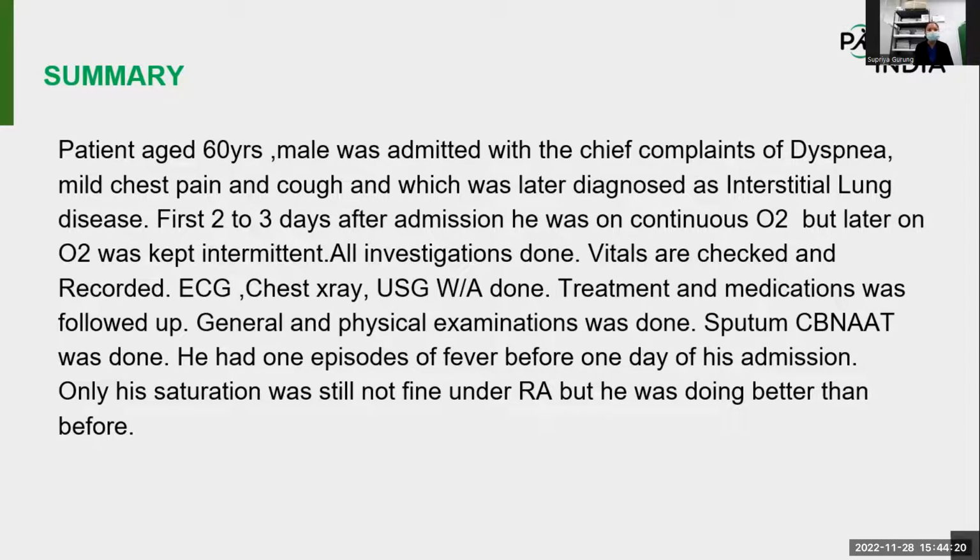A summary. A male patient aged 50 years was admitted with chief complaints of dyspnea, mild chest pain, and cough. For the first 2 to 3 days after admission he was on continuous O2, but after that he was maintaining fairly well on room air. Sometimes his saturation was fluctuating, so O2 was kept intermittent. All investigations were done, vitals were checked and recorded, ECG, chest X-ray, and ultrasound were done, and treatment and medications were followed up.